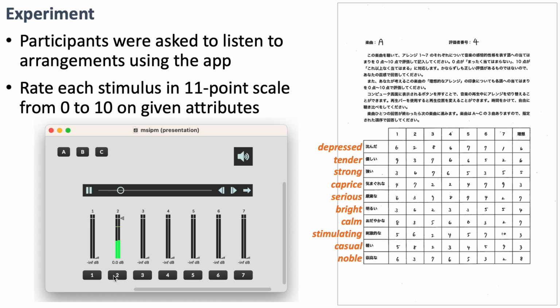They were asked to rate each stimulus on an 11-point scale from 0 to 10 on given attributes. When ratings of one song were completed, participants proceeded to the next song. The order of the songs is counterbalanced between the participants. A total of 11 university students and postgraduates took part in the experiment.